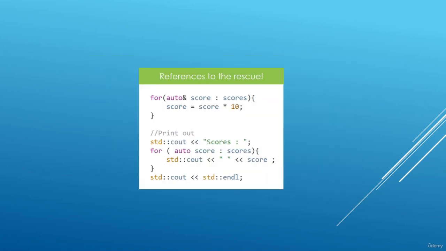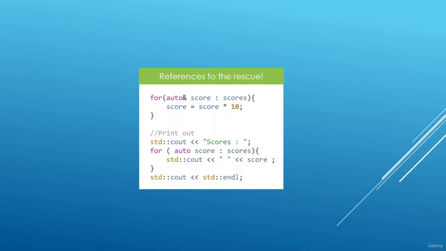And this is frustrating because we really want to change the data that we have in our array. References are going to be on the rescue here. We can modify our for loop a little bit and say for auto reference score, and the score variable we're going to be having in our loop is going to be a reference to the original element in the array at this current iteration here in the loop. And if we modify data like this, we're going to see our changes reflected in the original array.